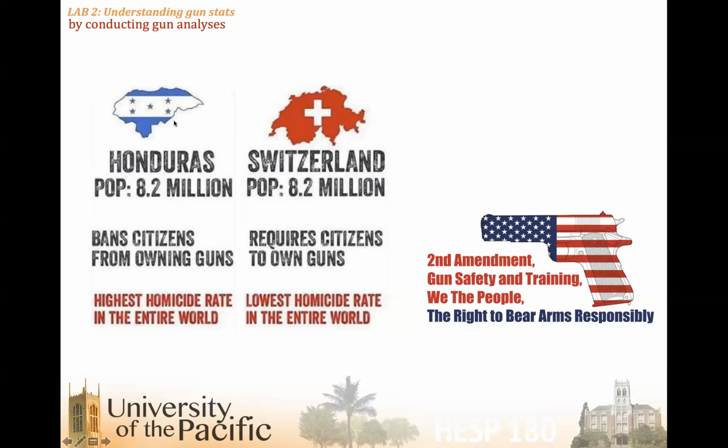But people say, okay, Honduras, population of 8.2 million, they ban citizens from owning guns. They have the highest homicide rate in the world. Compare that to Switzerland, population of 8.2 million, requires citizens to own guns, lowest homicide rate in the world. Now, this is among the most misleading comparisons that has ever been drawn. So Switzerland, let's just start with the basics. Think type of people, think context, think confounding variables. You don't just accept relationships at face value. What is the explanation here?